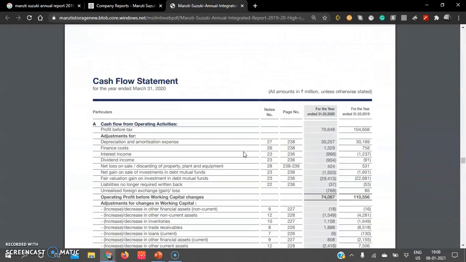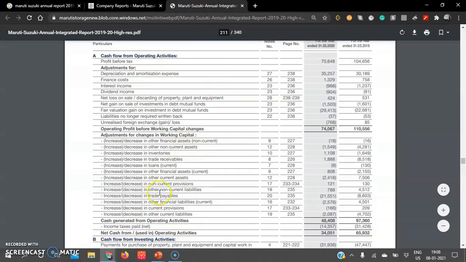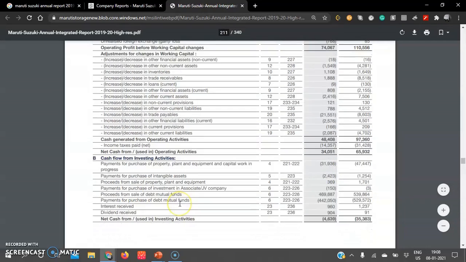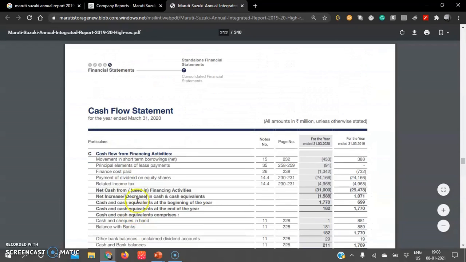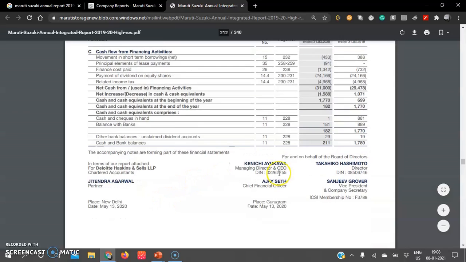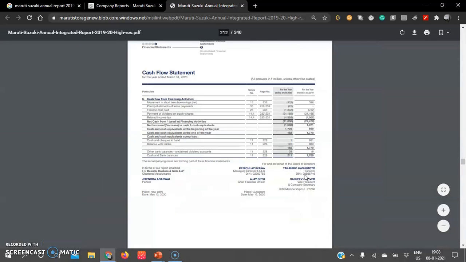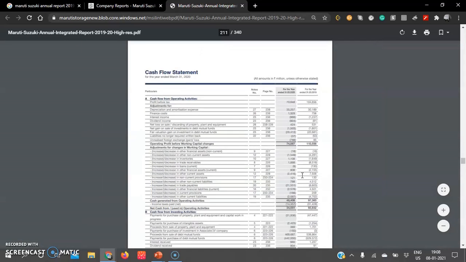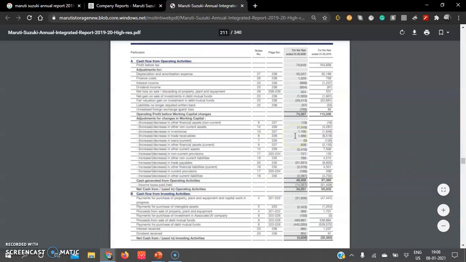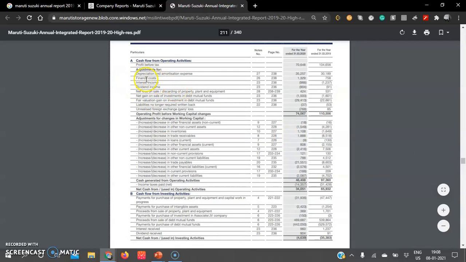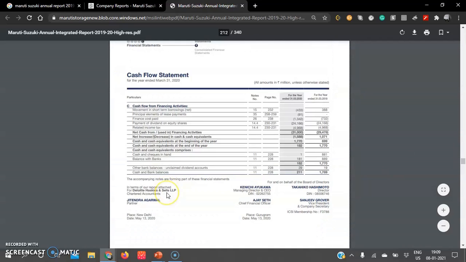Finally, there's the cash flow statement. So you've got cash flow from operating activities, cash flow from investment activities, and cash flow from financing activities, like we mentioned. It's not really a very complicated thing. You just have to go into this and check it out. It's pretty easy stuff. It's the same thing that we kind of discussed.